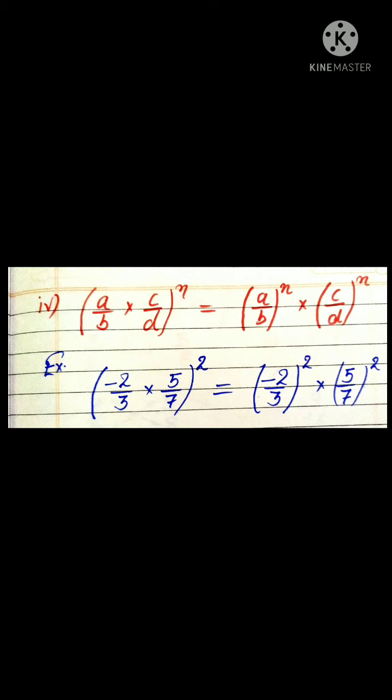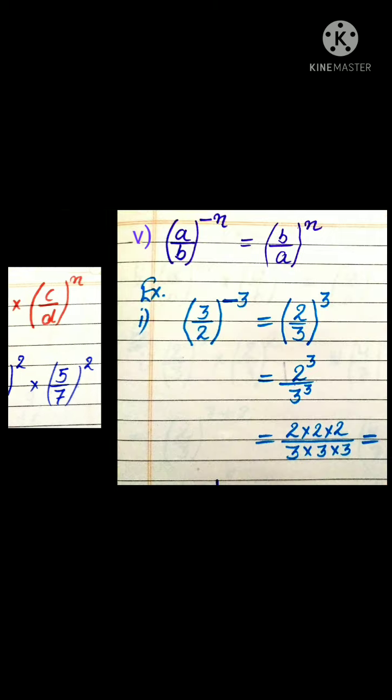Like as you are seeing in the example, the first rational number is minus 2 upon 3 and the second is 5 upon 7, which is in multiplication, then its whole power is 2. So this whole power 2 will be of both the rational numbers, like minus 2 upon 3 to the whole power 2 into 5 upon 7 to the whole power 2. Now it's up to you. You may solve the left hand side or you may solve the right hand side.